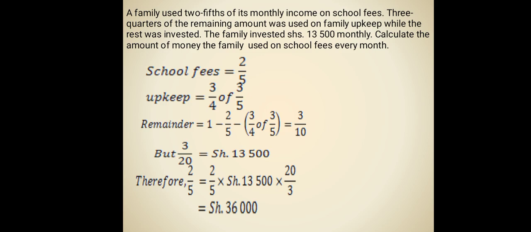Now let's have some statistics: school fees is 2 over 5. Upkeep is 3/4 of the remaining. If you have school fees at 2 over 5, what is remaining is 3 over 5. We just subtract 2/5 from 1, and then you have 3 over 5. Now the remainder after upkeep, you take school fees plus upkeep, and then subtract from 1, which is the whole amount. Now you find that the remainder is 3 over 10.